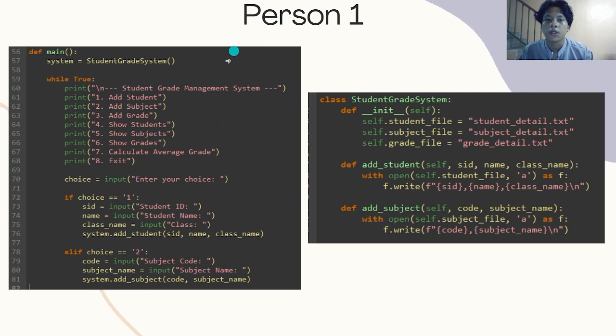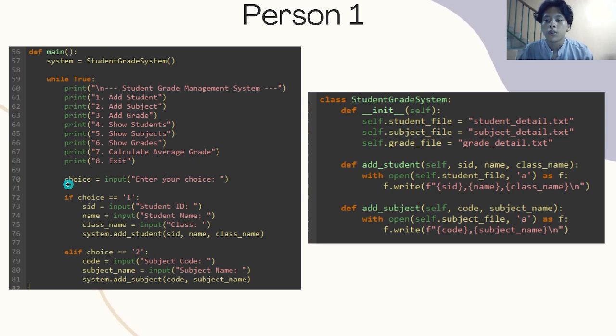For the first one, this is where the coding starts. The main. This is called system equals class name StudentGradeSystem. So we are using a while True loop. It will print student grade management system and the 8 choices for the user. The first choice is add student, add subject, add grade, show student, show subject, show grade, calculate average grade, and the last one is to exit the program.